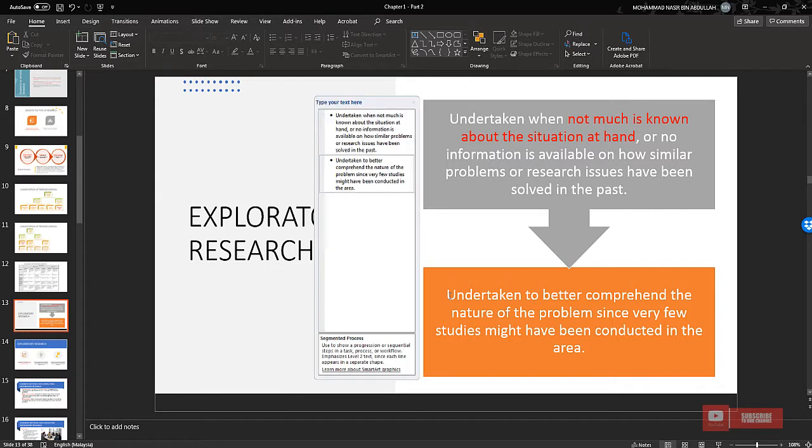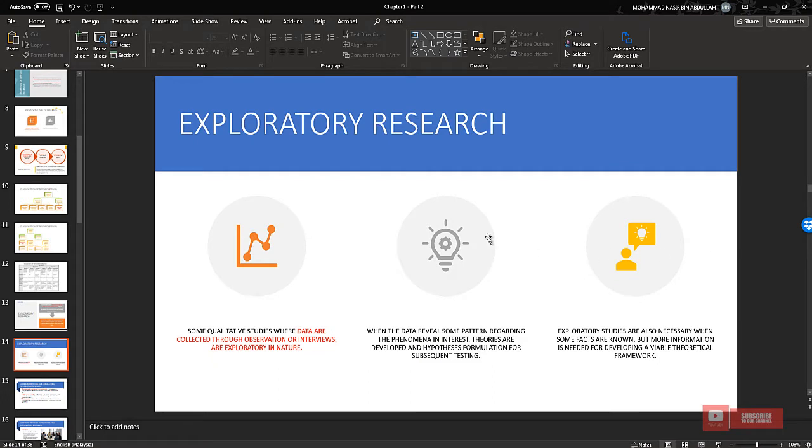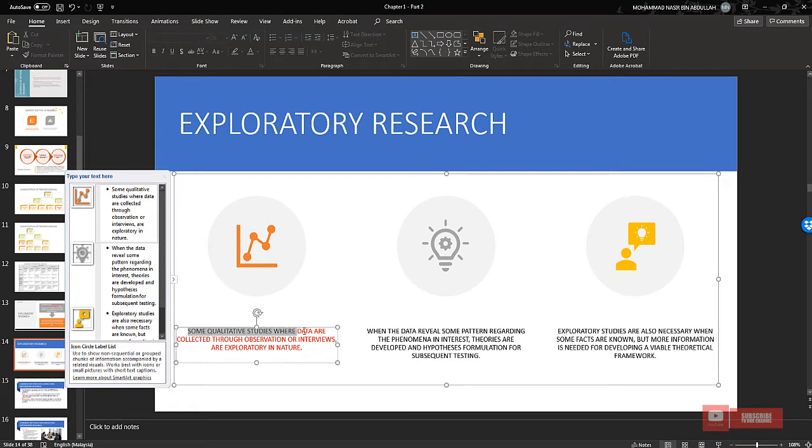It is undertaken to better comprehend the nature of the problem, since very few studies might have been conducted in the area. So when we have a very new problem, or a rare problem, exploratory research is a suitable research to do to study that problem, right? Exploratory research is often a qualitative study where data are collected through observation or interviews.